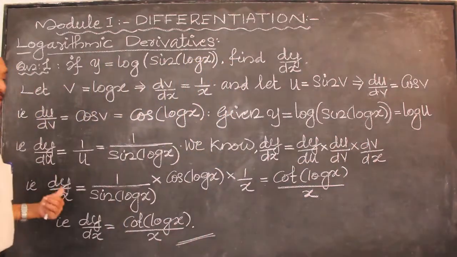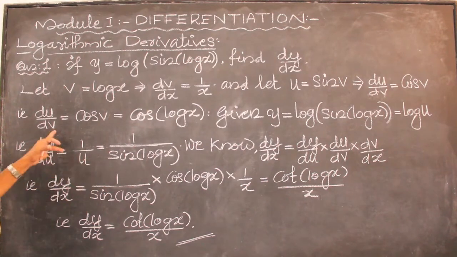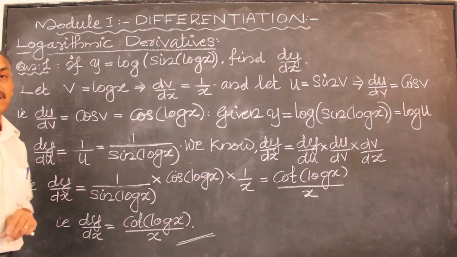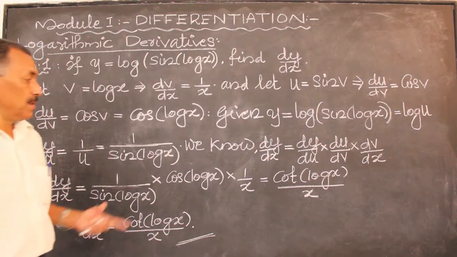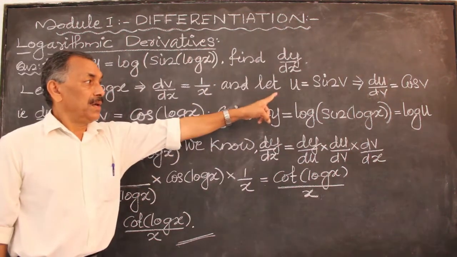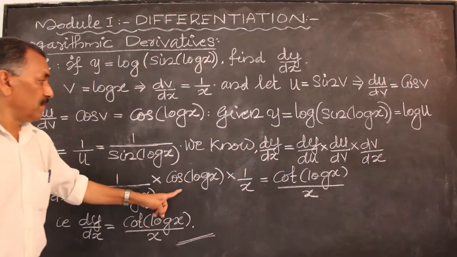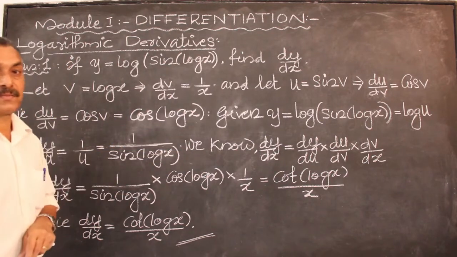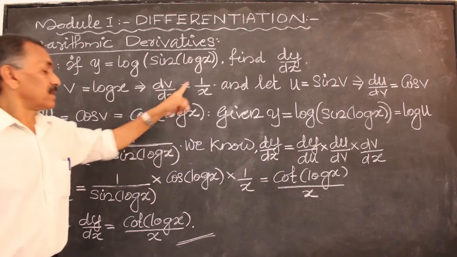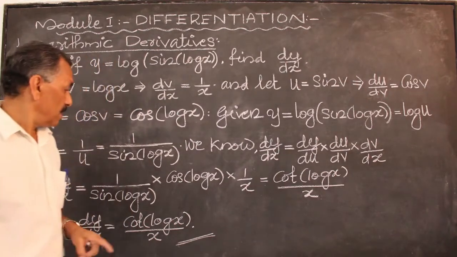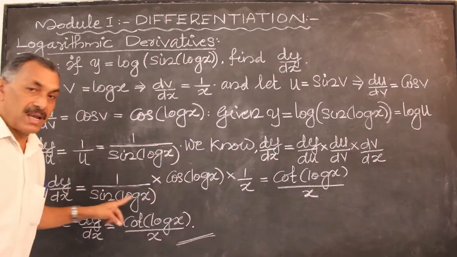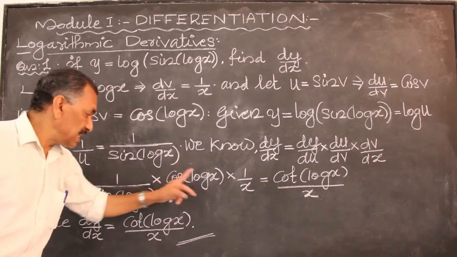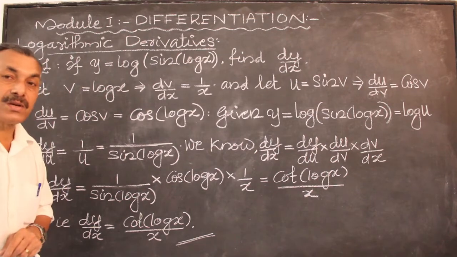That is, dy by dx is equal to dy divided by du, which is 1 divided by sine log x, into du by dv. What is du by dv? Du by dv is equal to cos log x, into dv by dx, which is 1 by x. Then cos log x by sin log x: cos t divided by sin t is equal to cot t.